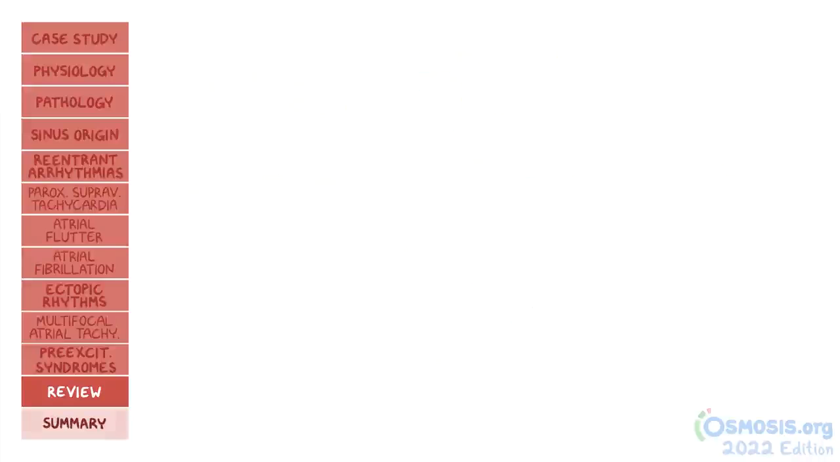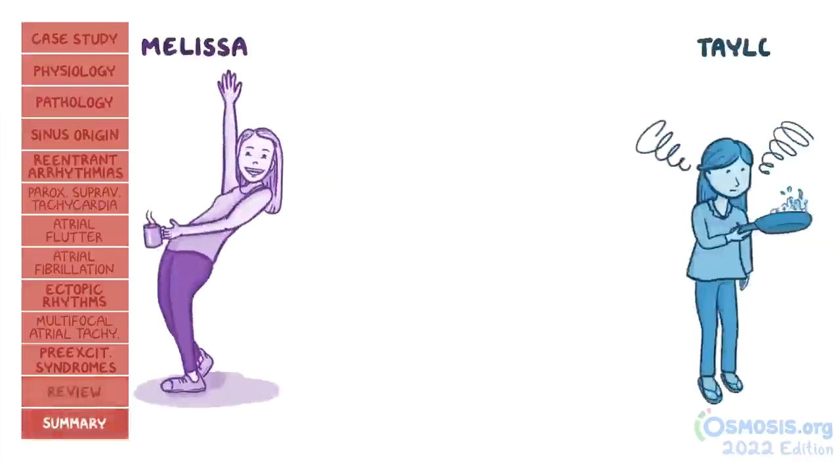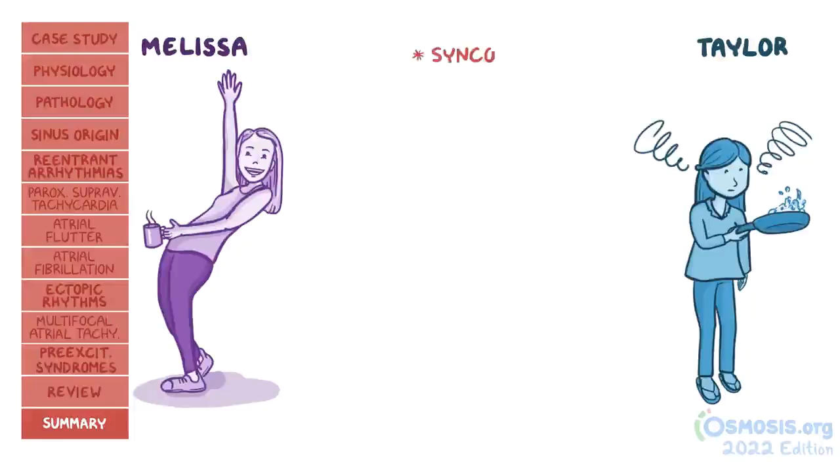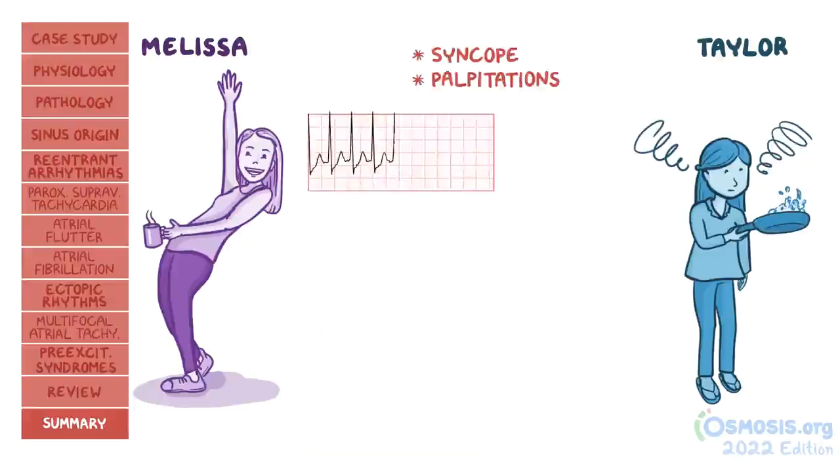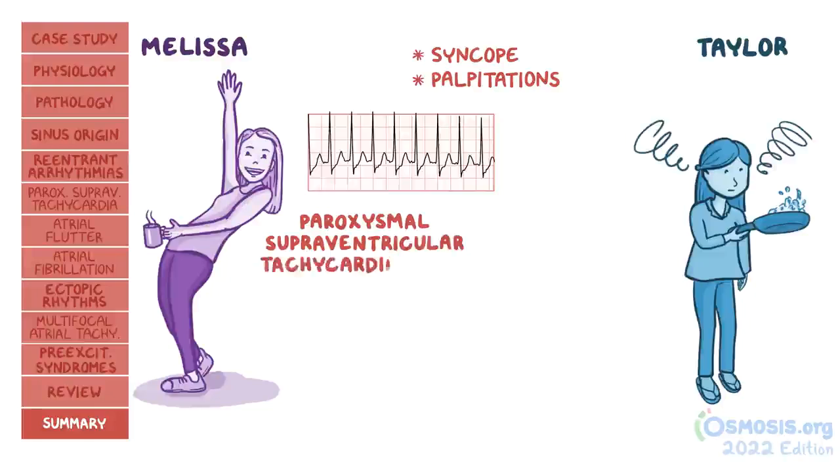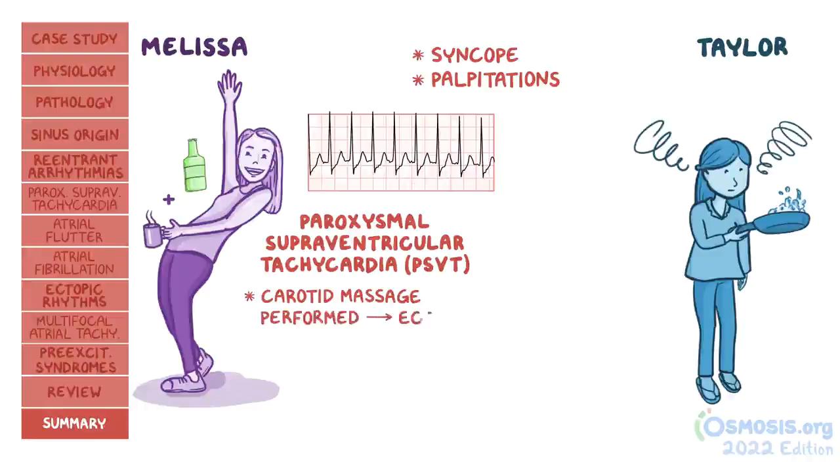Okay, back to our cases. Both Melissa and Taylor's presentations describe syncope and palpitations, suggesting something is going on with their hearts. Based on Melissa's ECG, this is likely a paroxysmal supraventricular tachycardia, or PSVT. In her case, it was likely triggered by her consumption of alcohol and caffeine. After a carotid massage is performed, her ECG converts back to a normal sinus rhythm.